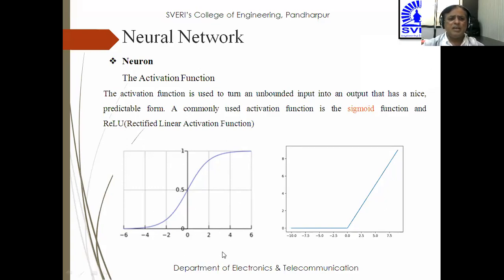Whereas this signal is a sigmoid function, we have seen that it is given by sigmoid, we have seen. So this sigmoid function can be used as an activation function. And here there is a ReLU function, which is called the rectified linear activation function. So both these functions look like this.